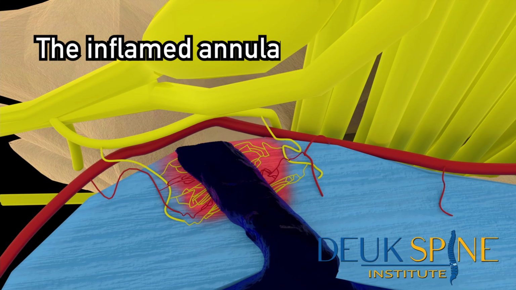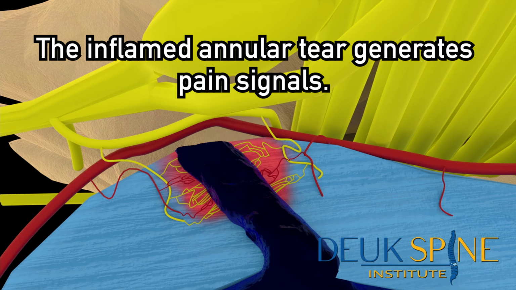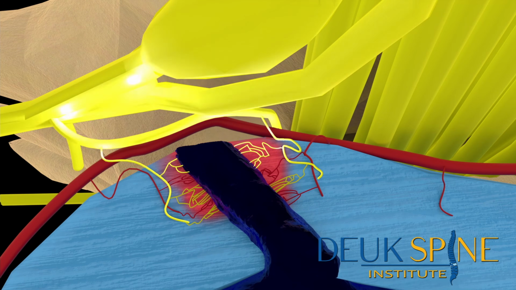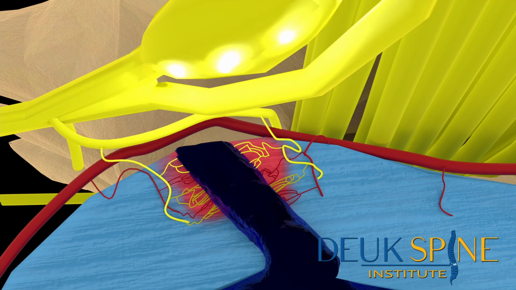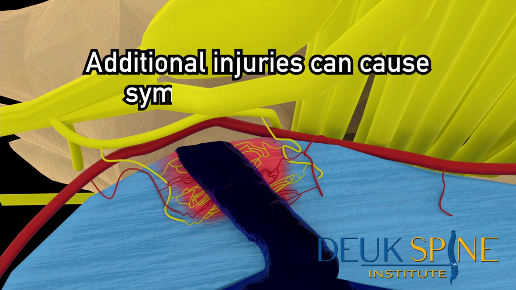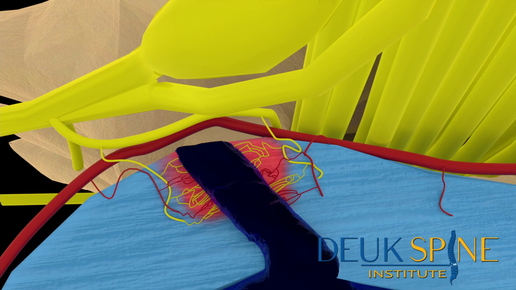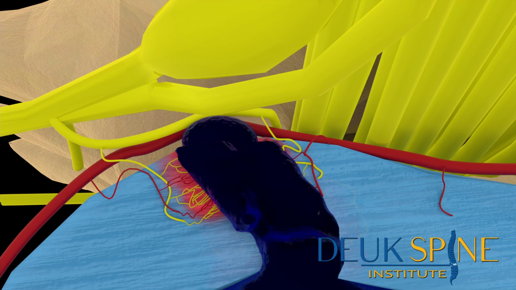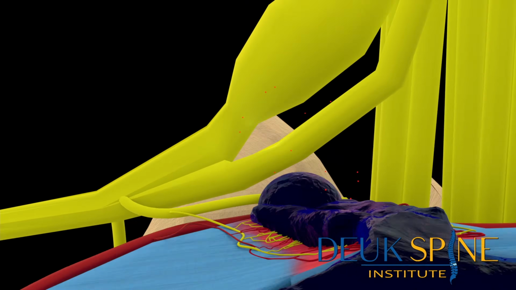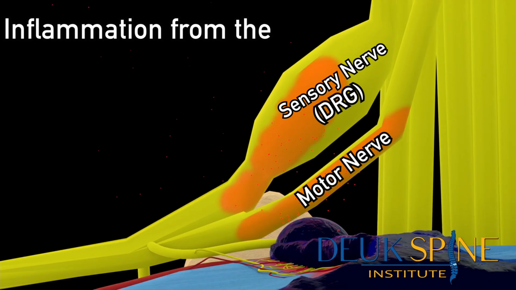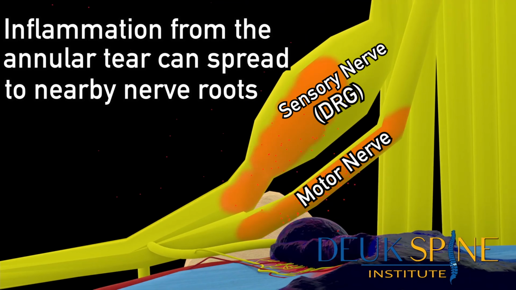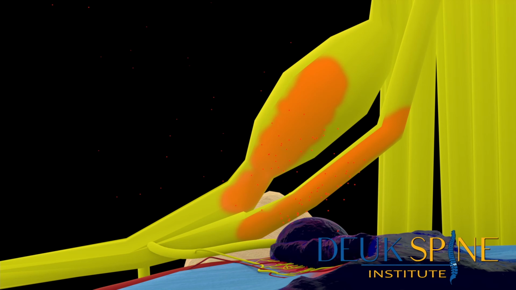The inflamed annular tear generates pain signals. Additional injuries can cause symptoms to worsen. Inflammation from the annular tear can spread to nearby nerve roots, causing leg pain.